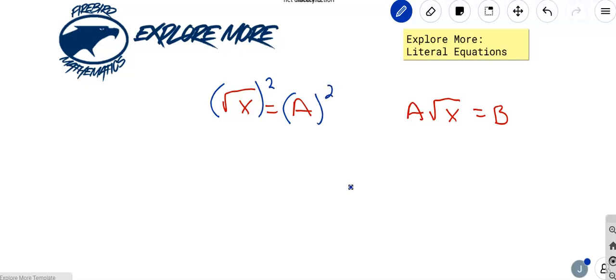So when I take the square root of x and I square it, that would just be x. And then I would be left with just a squared. And then that's it. X is equal to a squared. It's not plus or minus or anything like that. We squared both sides and we got x by itself.